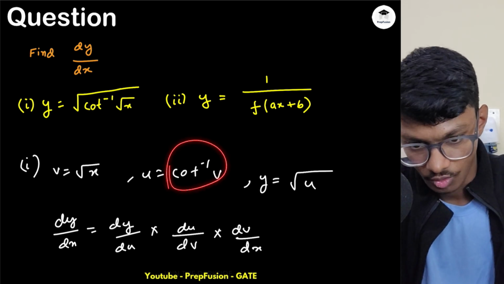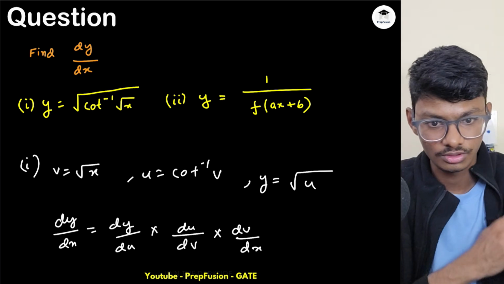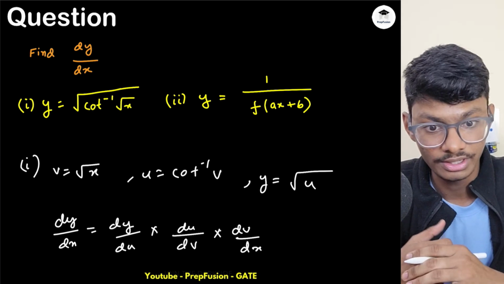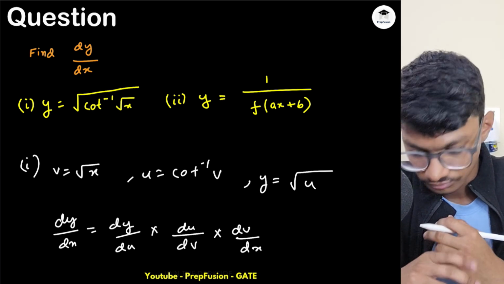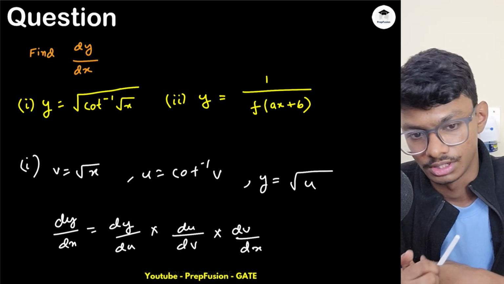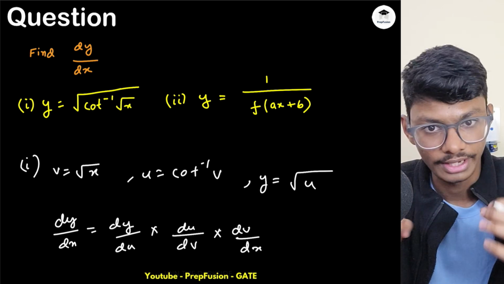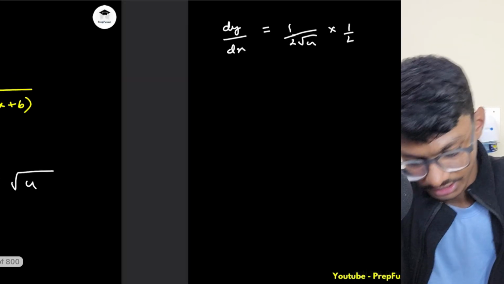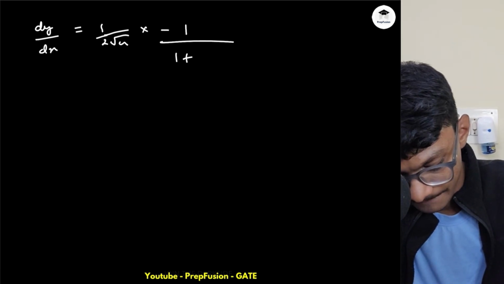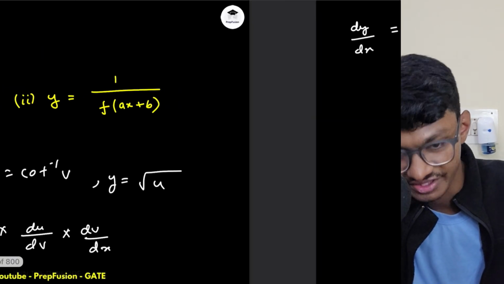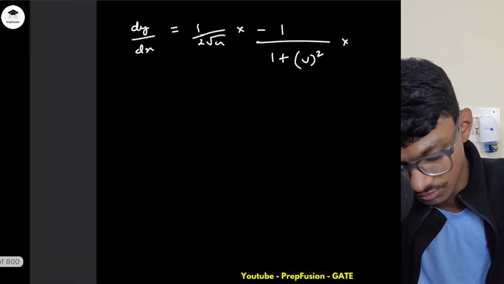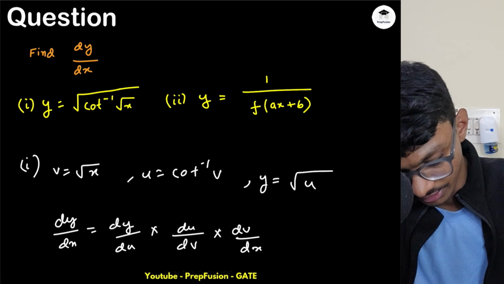So what is my cot inverse of x? You have to find the differentiation of cot inverse of x. If you remember correctly, it is minus 1 by 1 plus x square, because tan inverse of x plus cot inverse of x is pi by 2. Hence you can just recall that it will be the opposite sign. So this will be minus of 1 by 1 plus x square, but here instead of x we have v, so this will be v square, into the other one, right? This one.